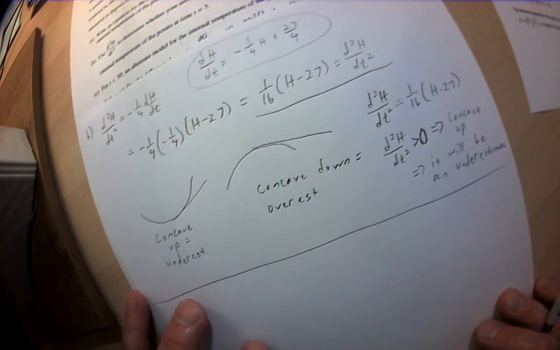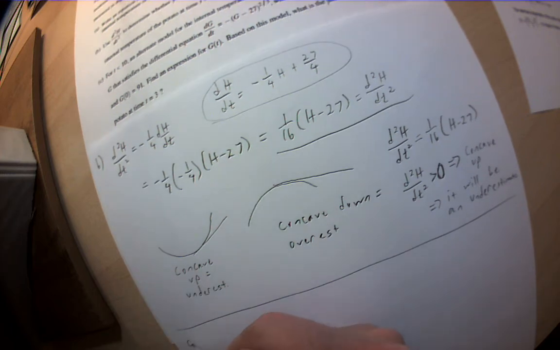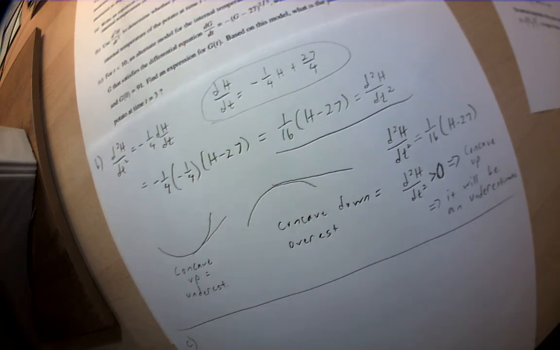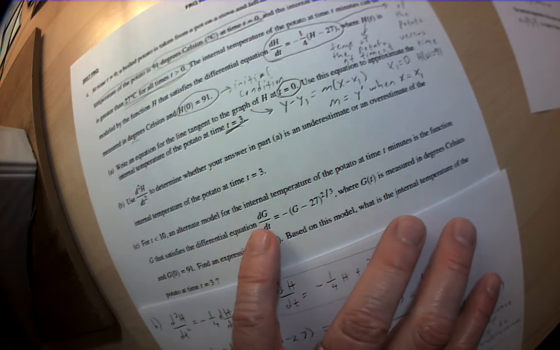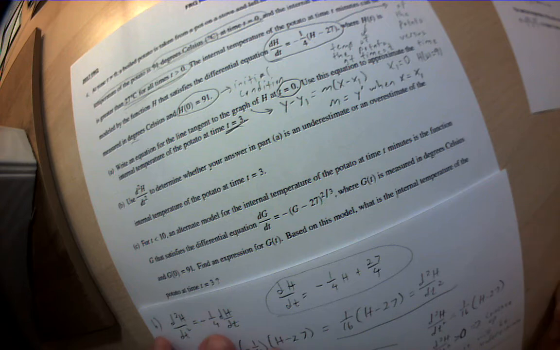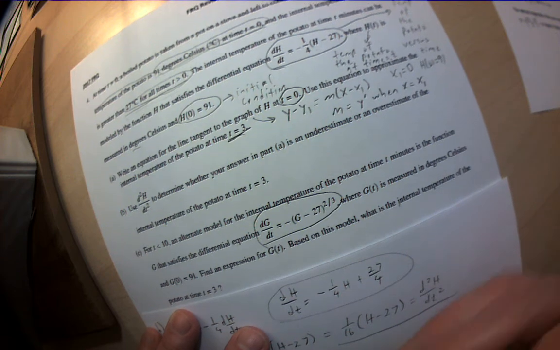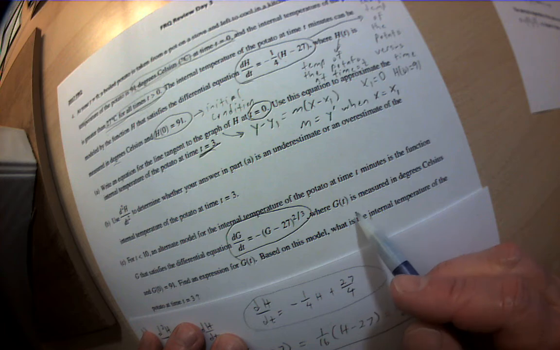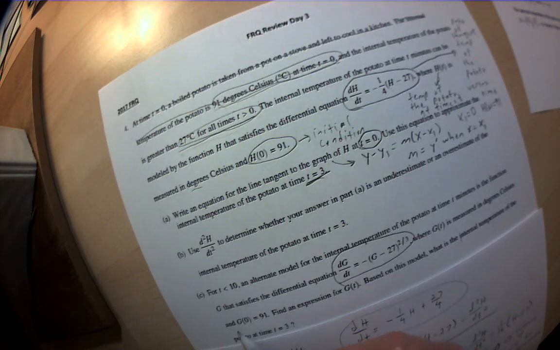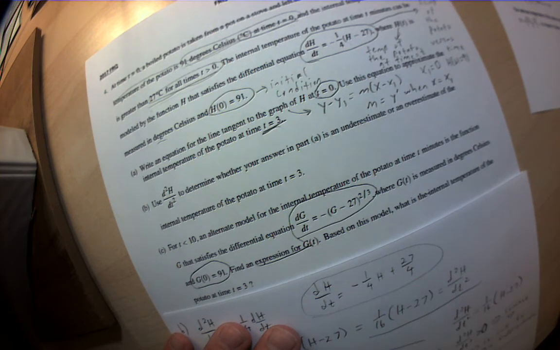So the last part of the problem, which looks kind of ugly, part C, okay? So what do they got here? For t greater than 0, an alternate model for the internal temperature of the potato at time t minutes is the function g that satisfies this differential equation. So h is out the window, guys. All the stuff up above is gone. There's a new function in town. G of t is measured in degrees Celsius. Same initial temperature. When time equals 0, the initial temperature is 91. Find an expression for g of t.